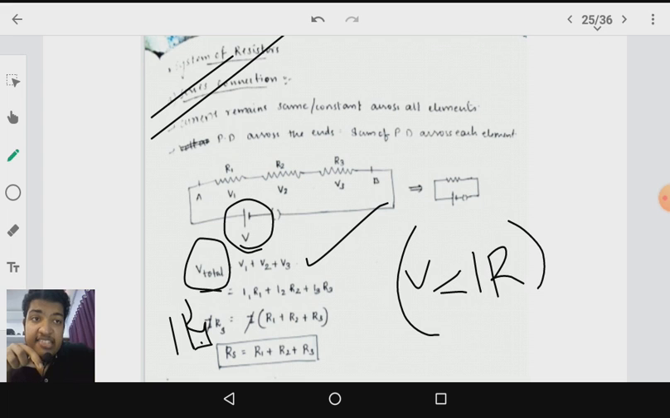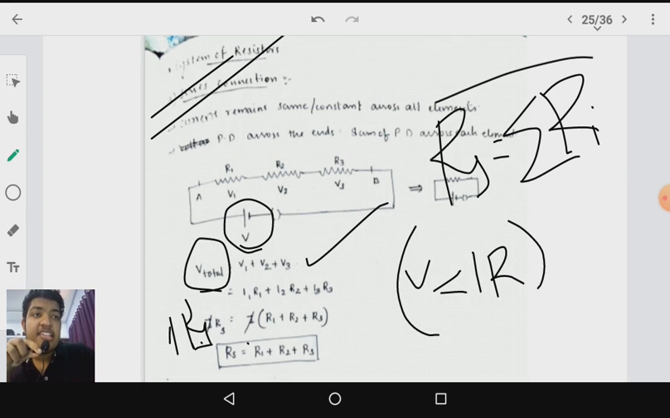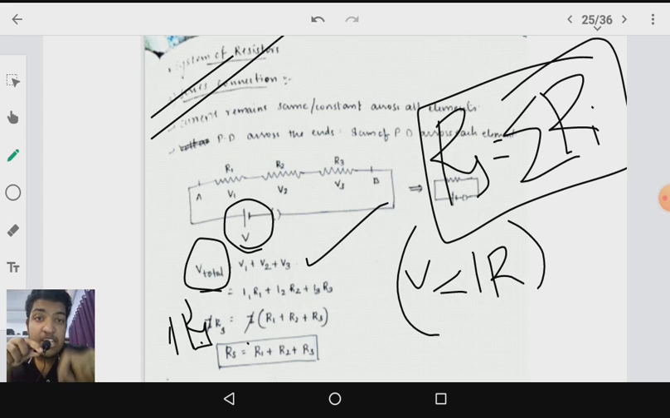So that I RS is equal to I into (R1 plus R2 plus R3 plus etc.). And current is the same, so we can cancel it on both sides to get RS is equal to R1 plus R2 plus R3 plus etc. That is the equation. So RS is equal to sigma Ri. This is the simplified equation for series combination.